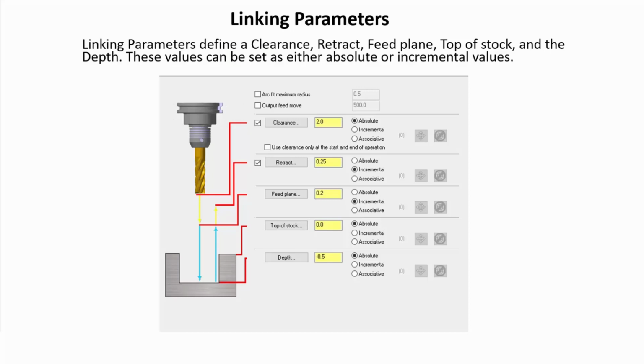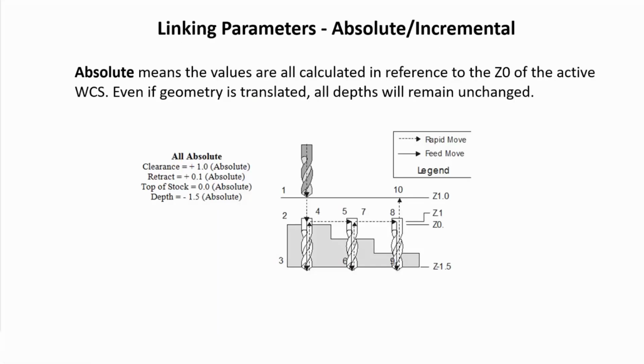Absolute means the values are all calculated in reference to the Z0 of the active WCS. Even if the geometry is translated, all the depths will remain unchanged. As you can see, clearance is set to absolute, so at the beginning it will rapid up to the clearance, then rapid down to the retract value.